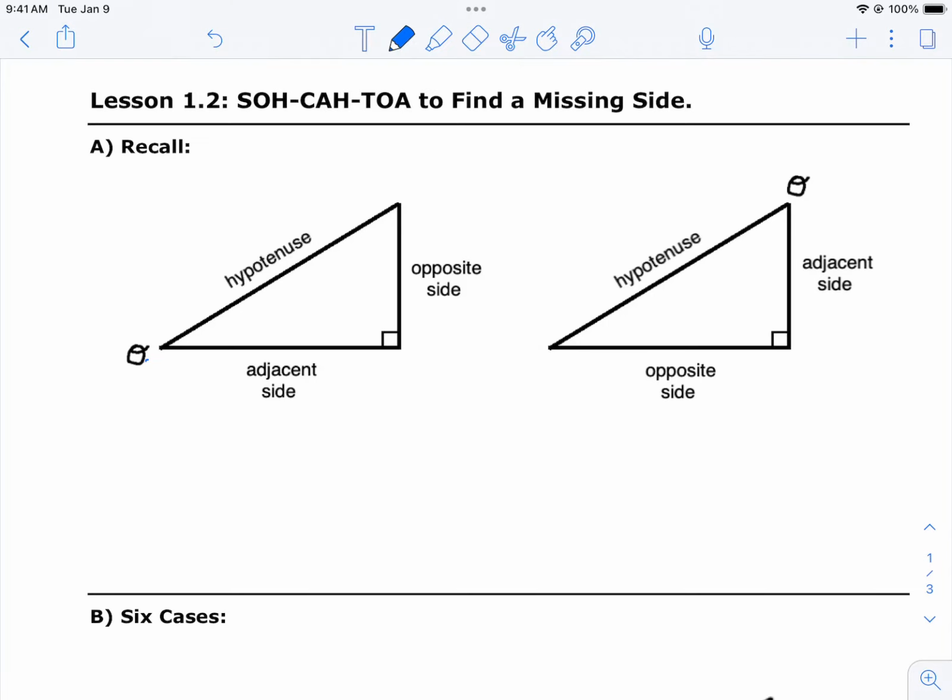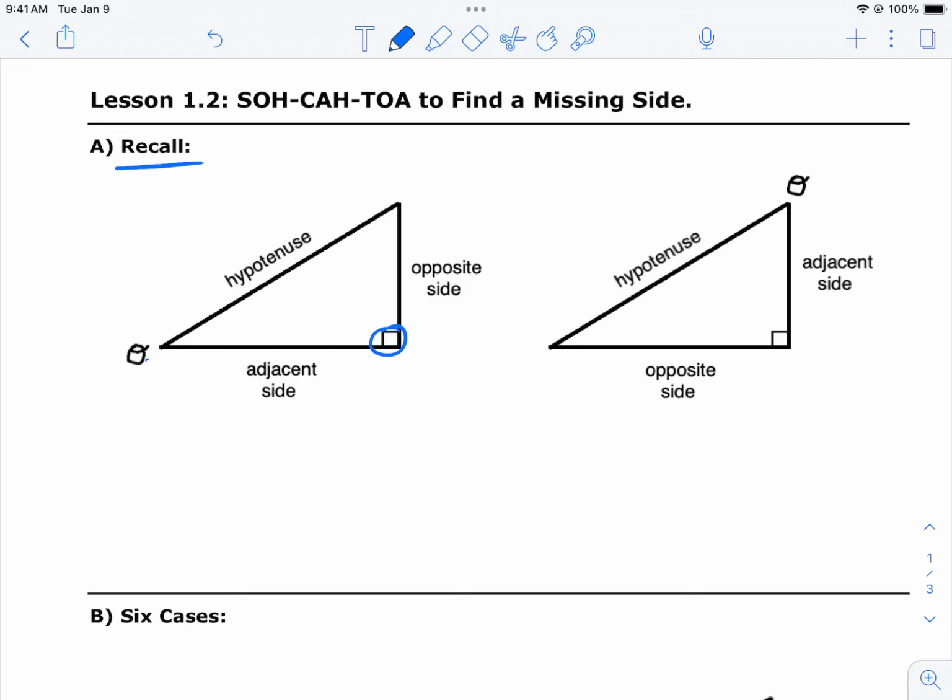Alrighty, in the last lecture we were using this SOH-CAH-TOA thing to solve for missing angles in a right triangle, always a right triangle. This time we ramp it up just a little bit. Actually, we don't ramp it up, we just extend it a little bit by finding missing sides in a right triangle. Again, it has to be a right triangle.